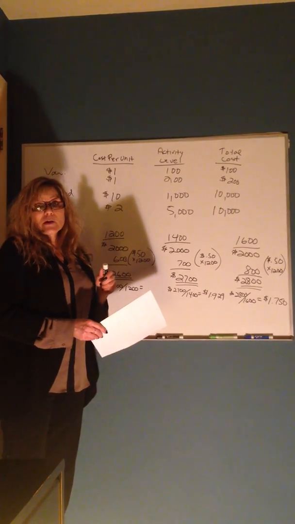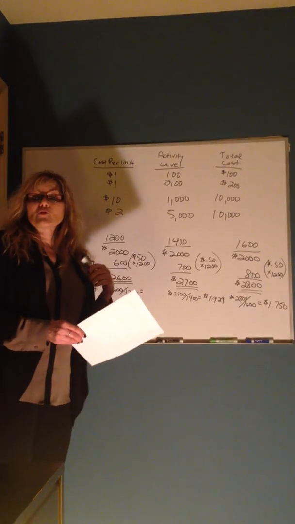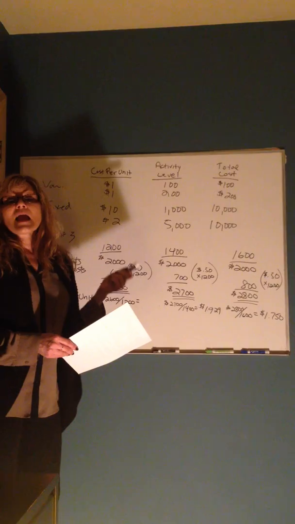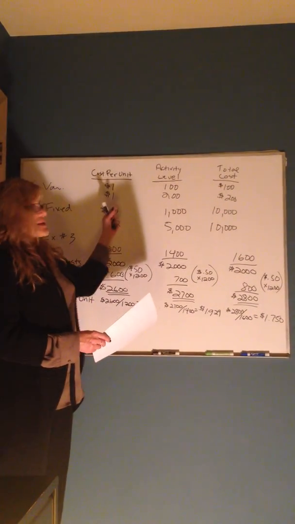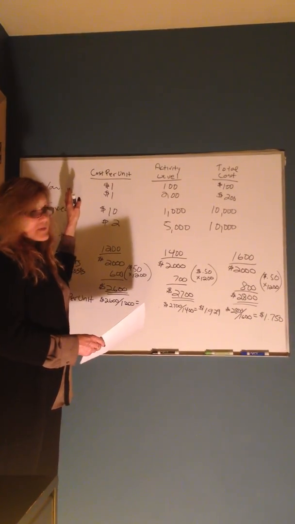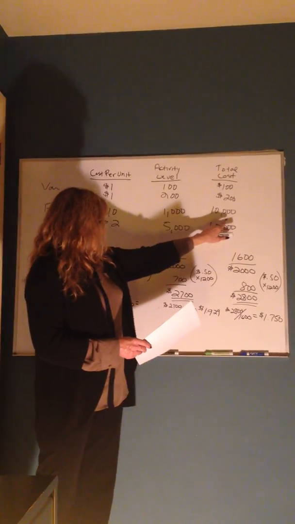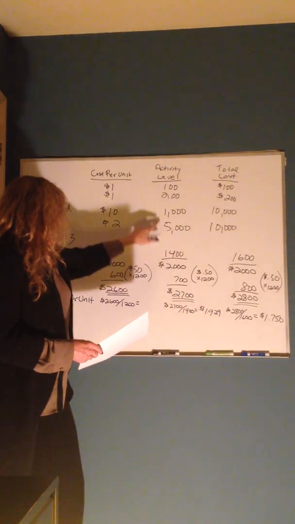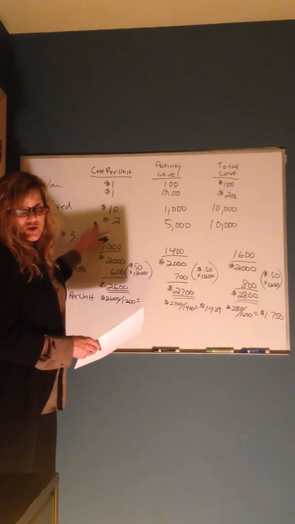If I go outside the relevant range, so let's say when I'm buying these for $1, somebody says if you buy 10,000 of them, we'll sell them for 80 cents a unit. At that point, I'm outside my relevant range, and this cost data no longer holds true. Okay, that's how variable costs work. Fixed costs are exactly the opposite. Fixed costs, your total cost remains constant, but as your activity level changes, your cost per unit will change.